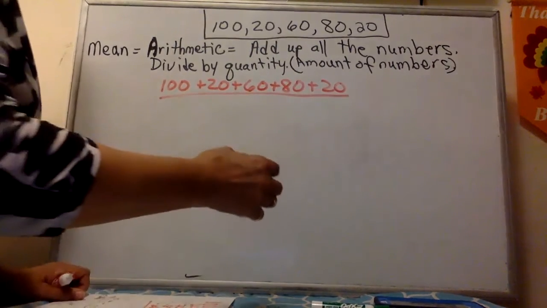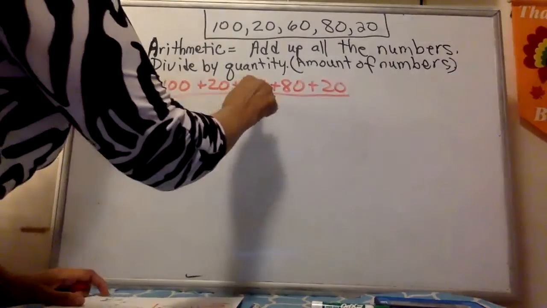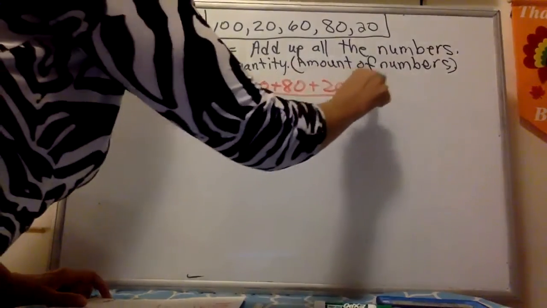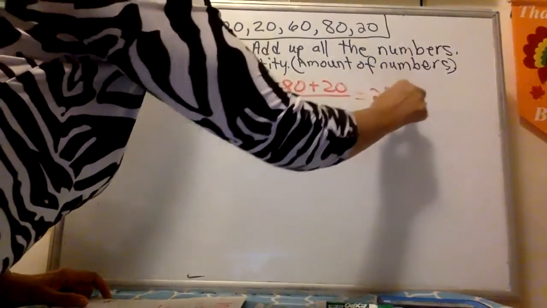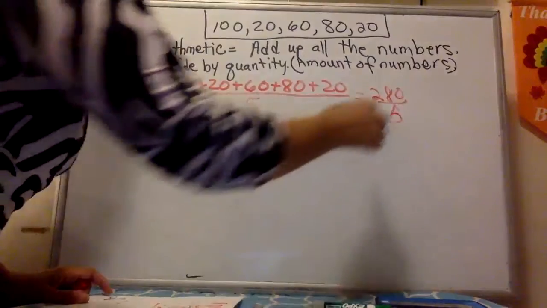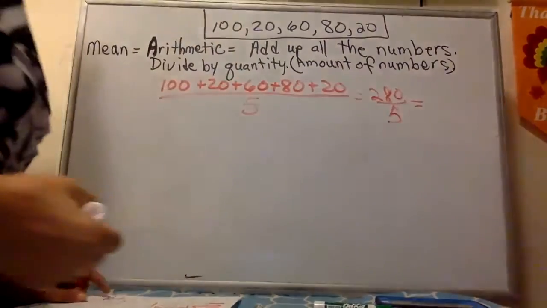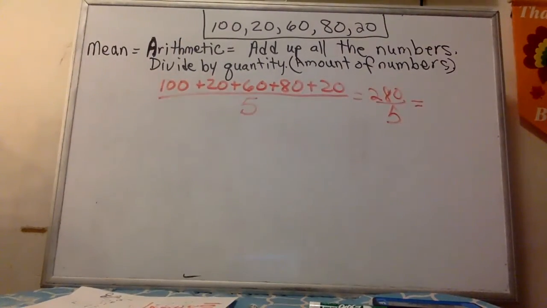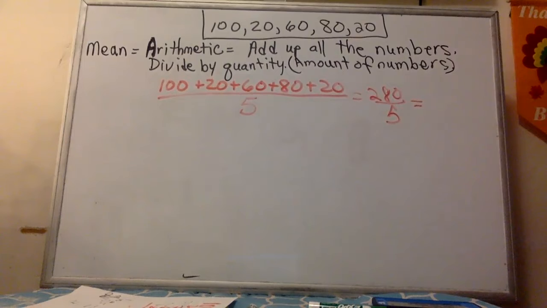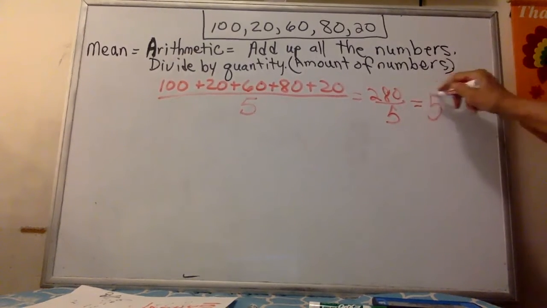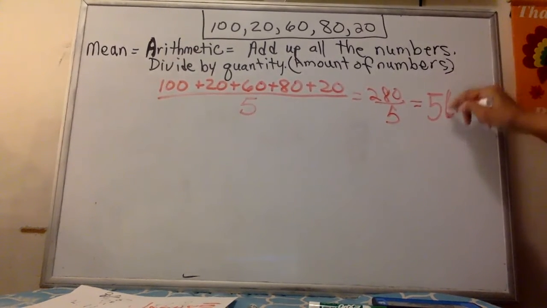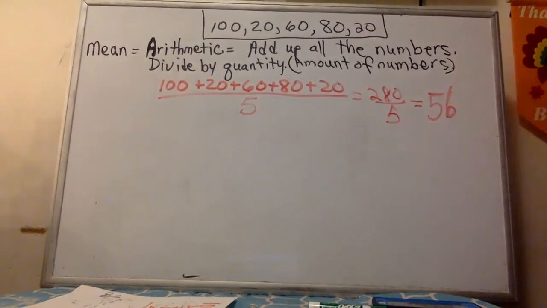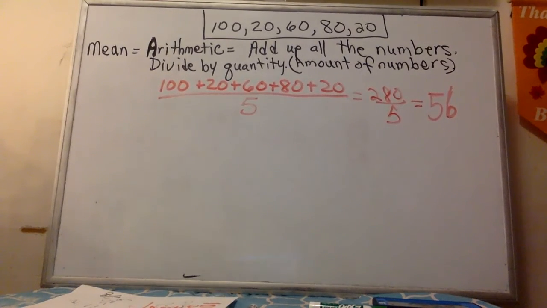we would get 280 divided by 5, which would give us 5 goes into 28 5 times with 3 left over, and 5 goes into 30 6 times. So it would give you an average of 56. And that's how you would find the mean.